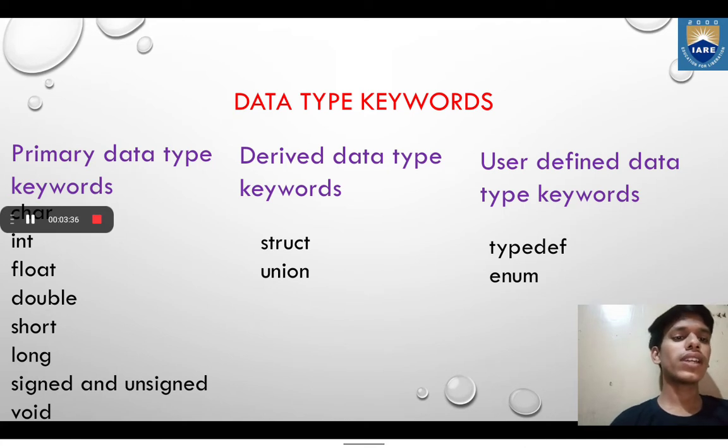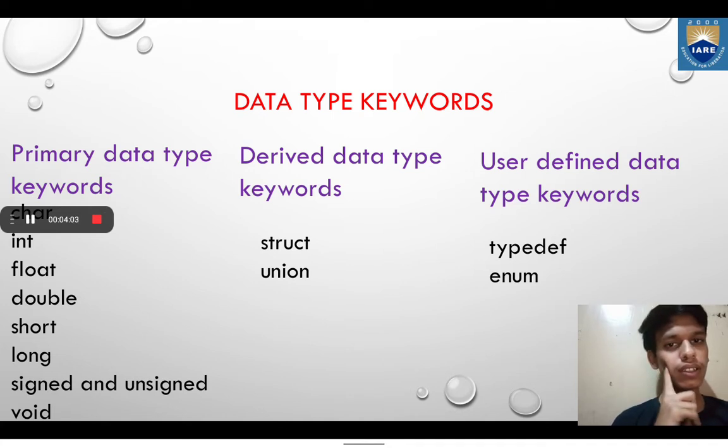Char is used to define a character type variable, or it is also used to define a character type array. Similarly, int is used to define an integer type variable or integer type array. Similarly, float is used to define a floating value identifier, and it is also used to define a float type array.